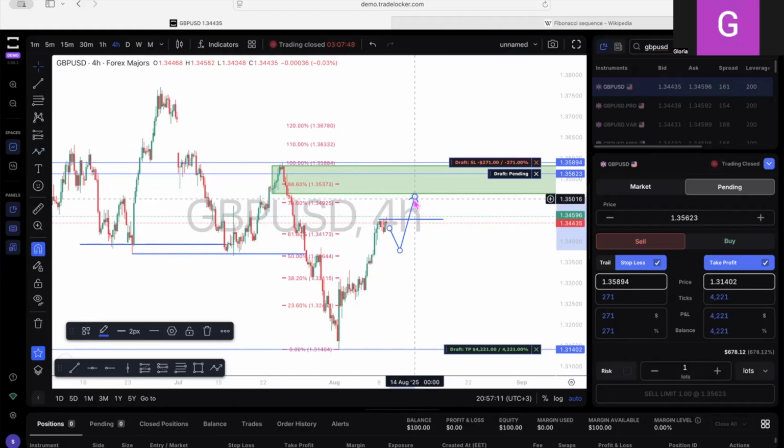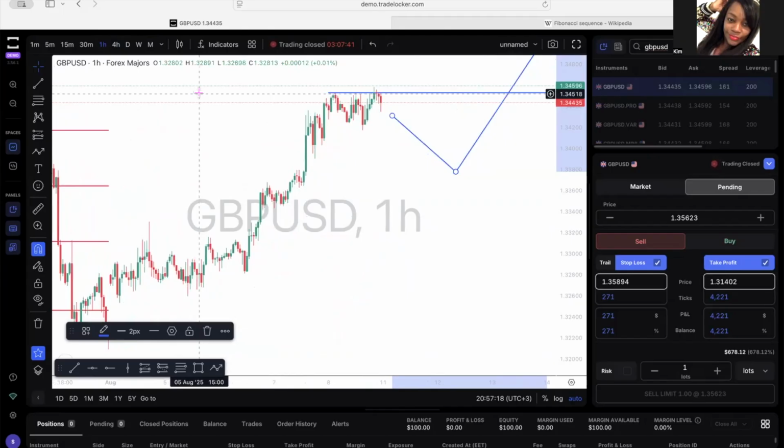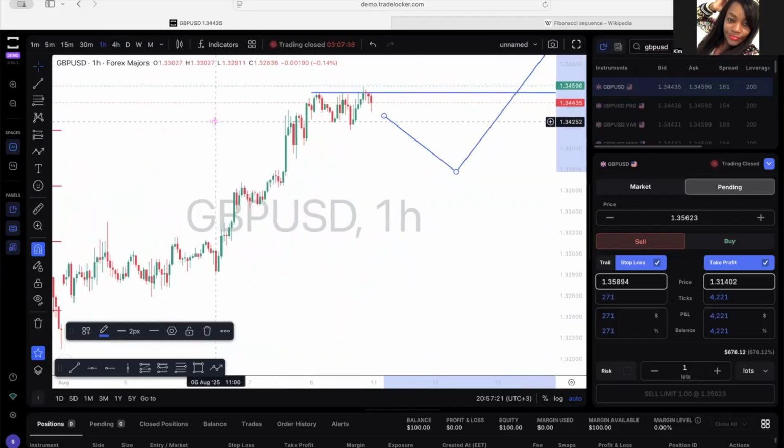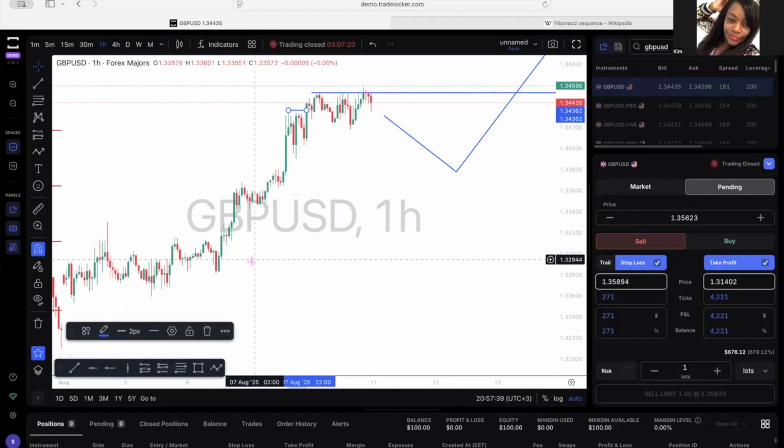And where is your swing low? So if I go down to my 1 hour, I can see it a little better. Right now, this is my swing high. This is my break of structure. Okay, that's my break of structure. So this would be my swing low.